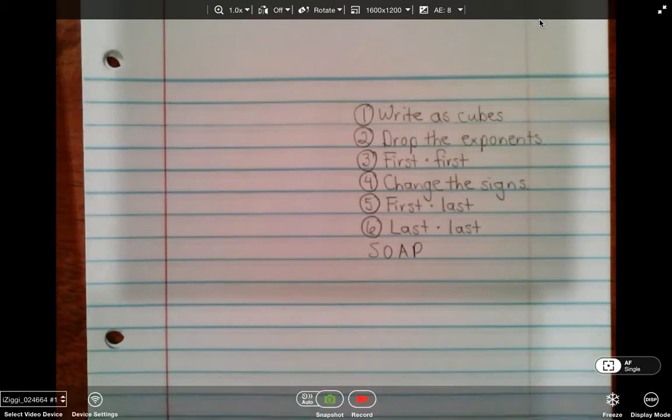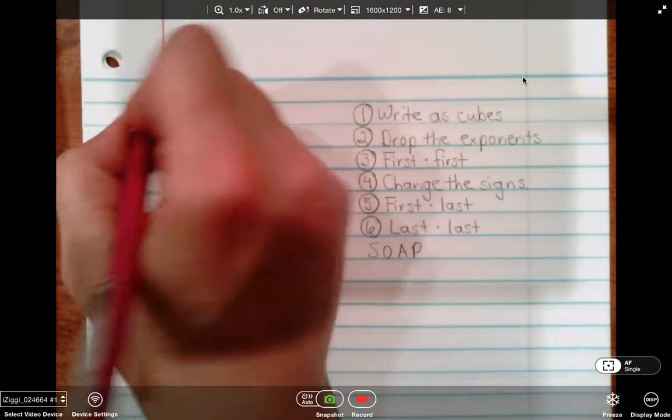This class today, pause this for just a minute and copy down these steps. These are the algorithm steps we're going to use.